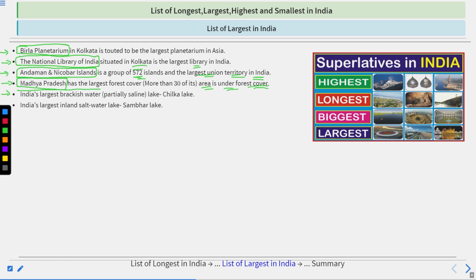India's largest brackish water lake is Lake Chilika, which is partially saline. Now, what do you mean by brackish water? Brackish water contains both marine water and fresh water. So that's why it is known as partially saline, because it also has components of fresh water. Got it? India's largest inland saltwater lake is Sambar Lake, which lies in Rajasthan.